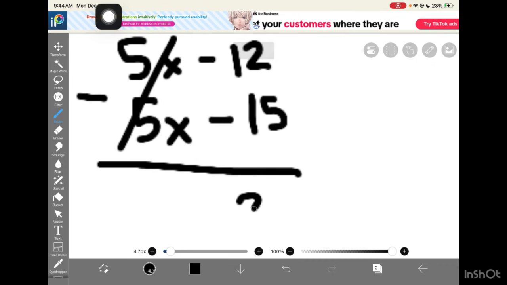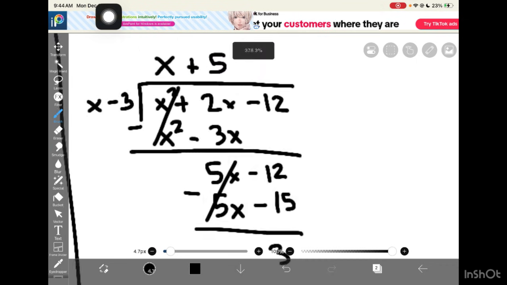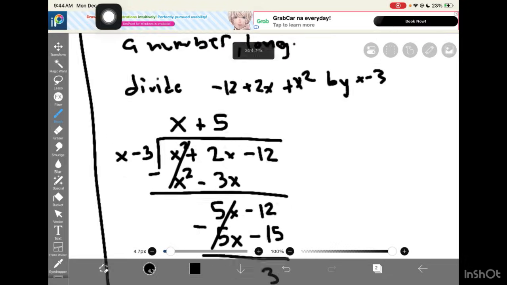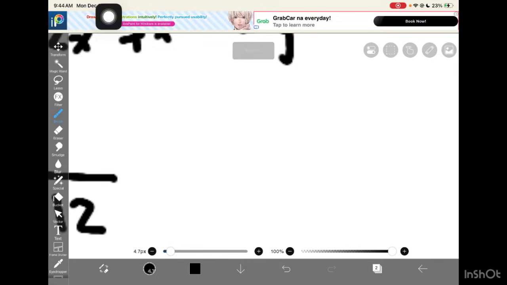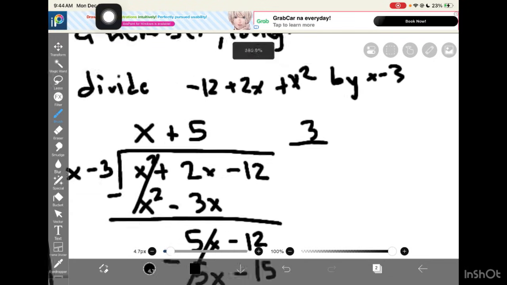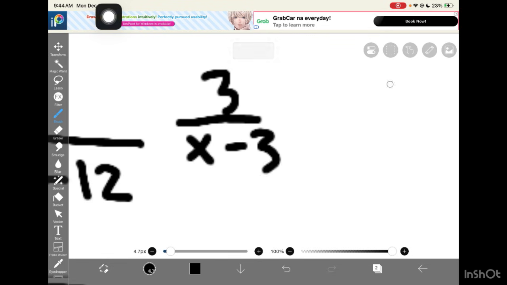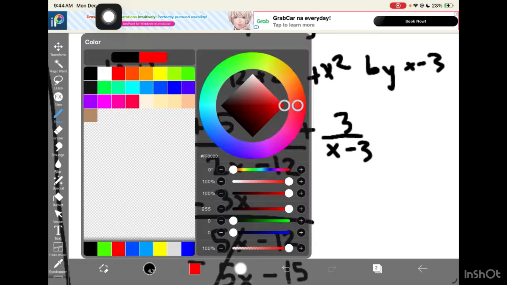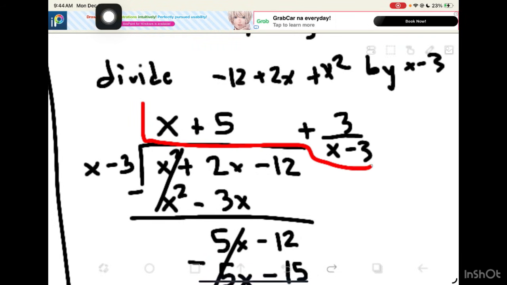So it's just 3. Now, you have no more terms to bring down, but you still have this one. That's your remainder. And you can notate that as 3 over your divisor, x minus 3, and then just add it. So the answer for this one is x plus 5 plus 3 over x minus 3.